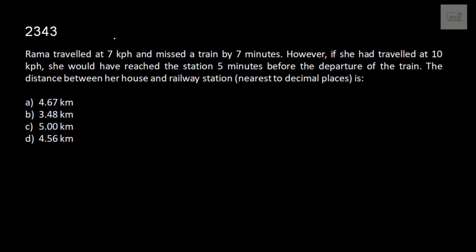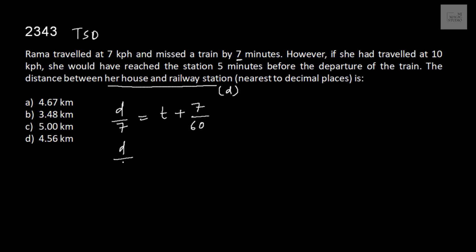Traditional classic question from TCS. Rama travelled at 7 km per hour speed and missed a train by 7 minutes. So, suppose the distance between her house and the railway station is D, then the time taken by her at 7 km per hour is D by 7, which is supposed to be the normal time plus 7 more minutes because she is late by 7 minutes. However, if she travelled at 10 km per hour, she would have reached the station 5 minutes before the departure of the train. That means if I use D by 10, time taken is T minus 5, because she reaches 5 minutes before. This is a classical question.